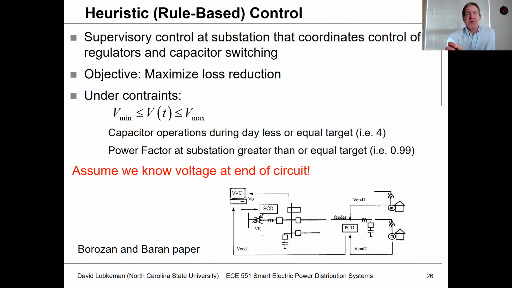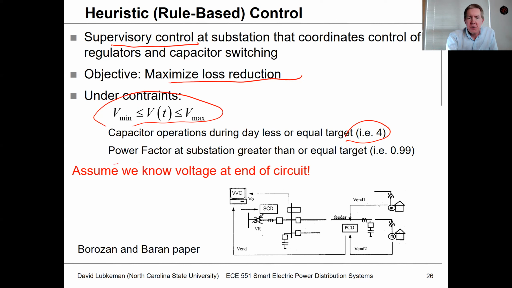This assumes that we have some type of controller at the substation, which could be a substation remote terminal unit. The objective is to maximize our loss reduction, which means keeping losses small. And we're going to have constraints, which is how you usually set up these control problems. Our constraint would be to keep the voltage at the buses we want to control between a minimum and maximum value. We may also want to limit the number of capacitor switchings per day. The example number could be 4. We don't want more than 4 operations per day.